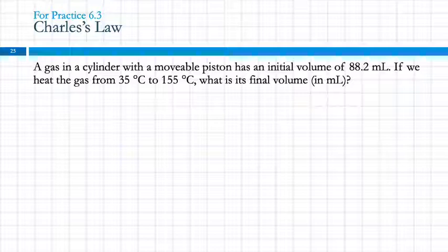Okay, Charles' Law problem. This is a more regular kind of problem. We're going to hear a lot about pistons and containers with movable lids because we have to be able to have the volume change. A gas in a cylinder with a movable piston has an initial volume of 88.2 milliliters. If we heat the gas from 35 degrees Celsius to 155 degrees Celsius, what's its final volume in milliliters?